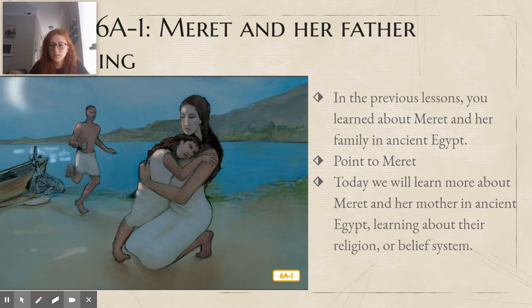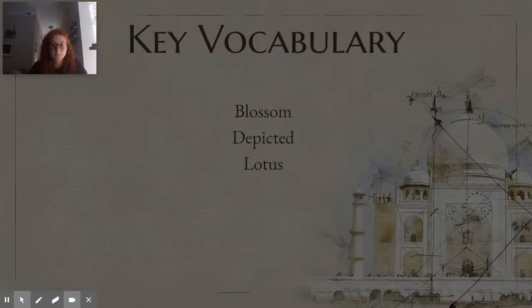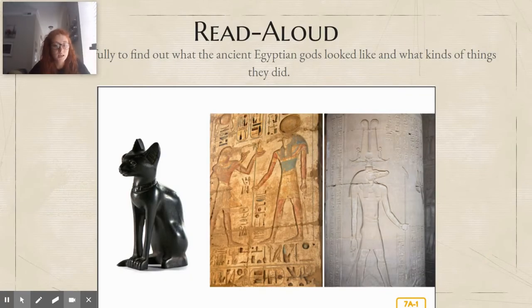All right, so in the previous lessons, you learned about Miri and her family in ancient Egypt. Who can point to Miri? Here she is. So today we are going to learn more about Miri and her mother in ancient Egypt, learning about their religion or their belief system. Remember, our key vocabulary are blossom, depicted, and lotus. I want you to listen carefully to find out what the ancient Egyptian gods looked like and what kinds of things they did.